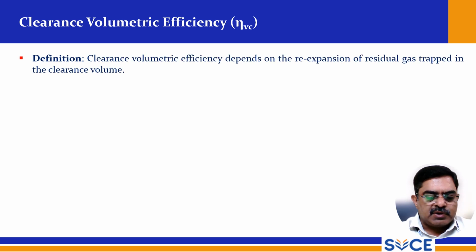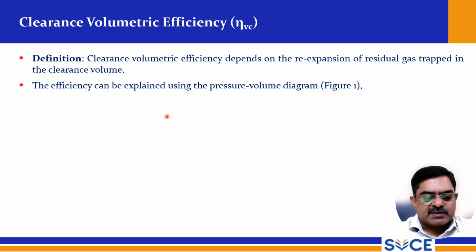Clearance volumetric efficiency depends on the re-expansion of residual gas trapped in the clearance volume. So this is the clearance volumetric efficiency. It is nothing but the re-expansion of residual gas trapped in the clearance volume. Because the piston will not go and meet the top dead center, it leaves some clearance gap. That clearance gap will retain the residual gases during the compression stroke.